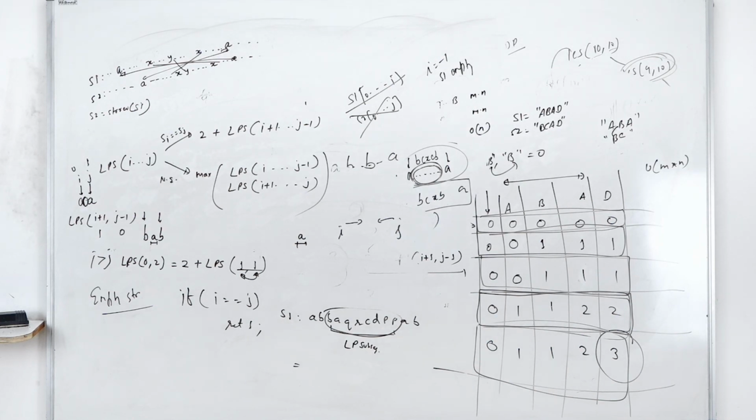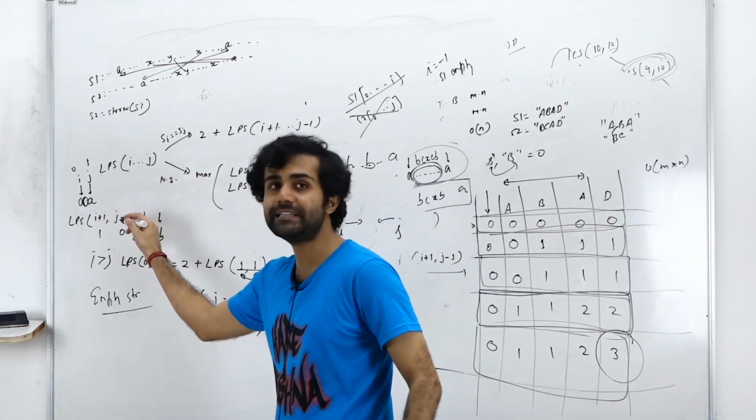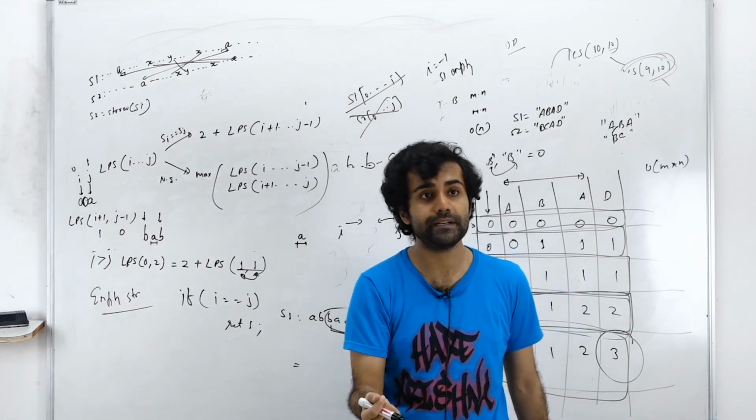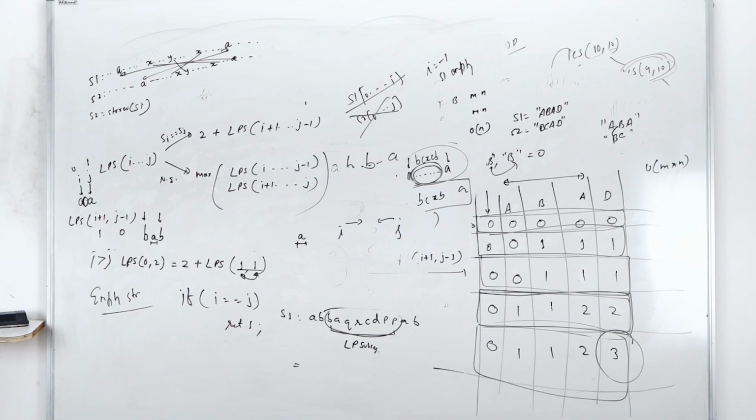Yes or no, right? So whenever your I is greater than J, that would imply that you are considering an empty string and you are trying to find the longest palindromic subsequence in that empty string. So can you now tell me the longest palindromic subsequence in an empty string? It will be 0, right? It will definitely be 0. Is that clear to everyone? Yes or no?